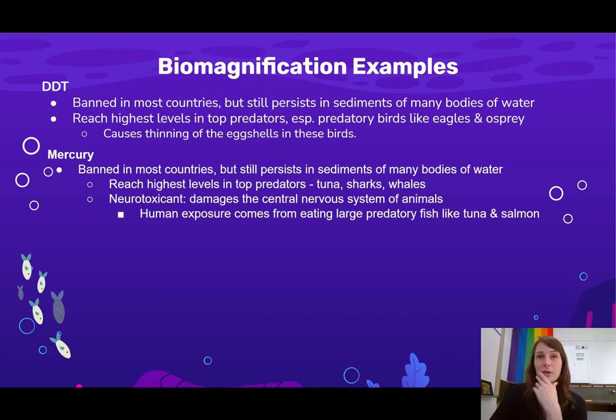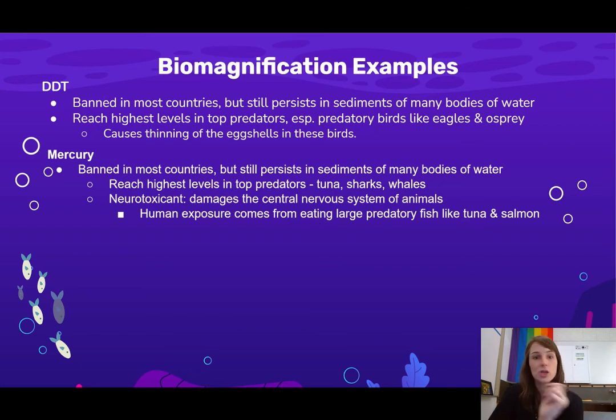We get a lot of mercury that is being released from volcanoes and from our fossil fuel combustion. Now, as again, we go up the food web, we are going to get higher levels in the top predators. Specifically in aquatic organisms, we're looking at tuna, sharks, and whales. Now, the problem with mercury is that it's a neurotoxin, so it's going to damage the central nervous system of animals that get higher levels of it.